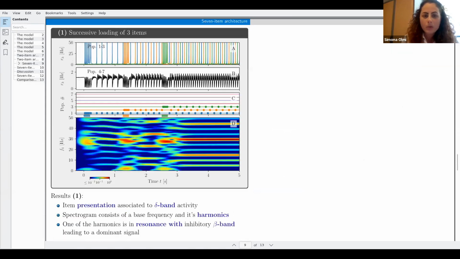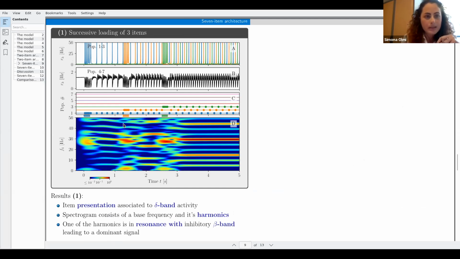So things can be more complex if we use a bigger topology. In this case, we have considered a 7-item network where we have 7 excitatory populations that are coupled to one inhibitory population.